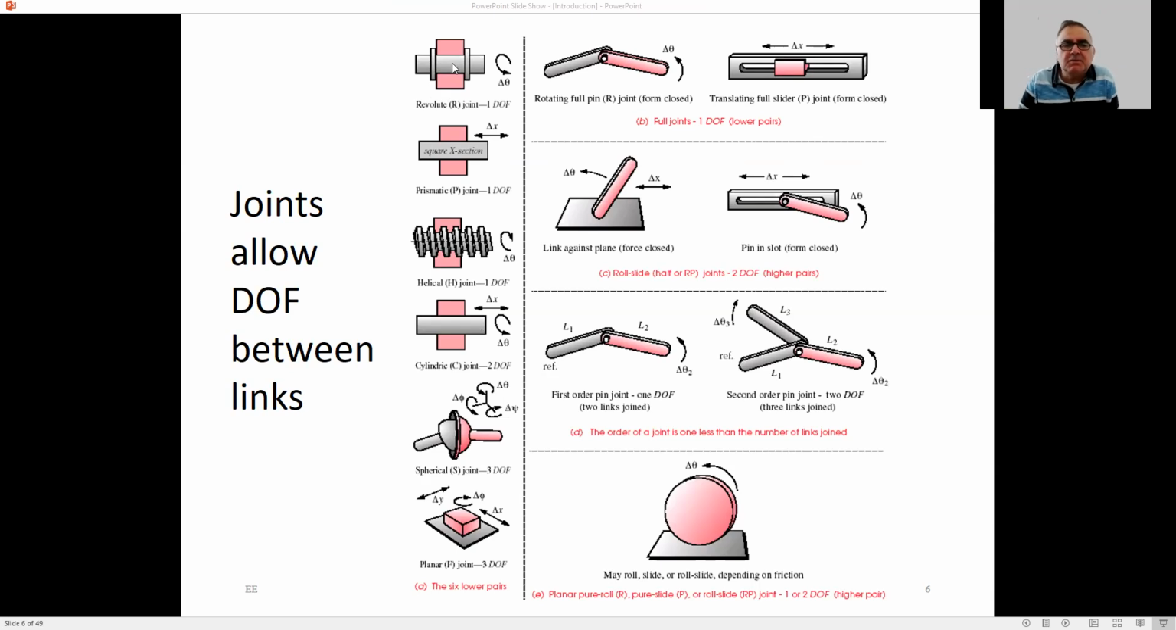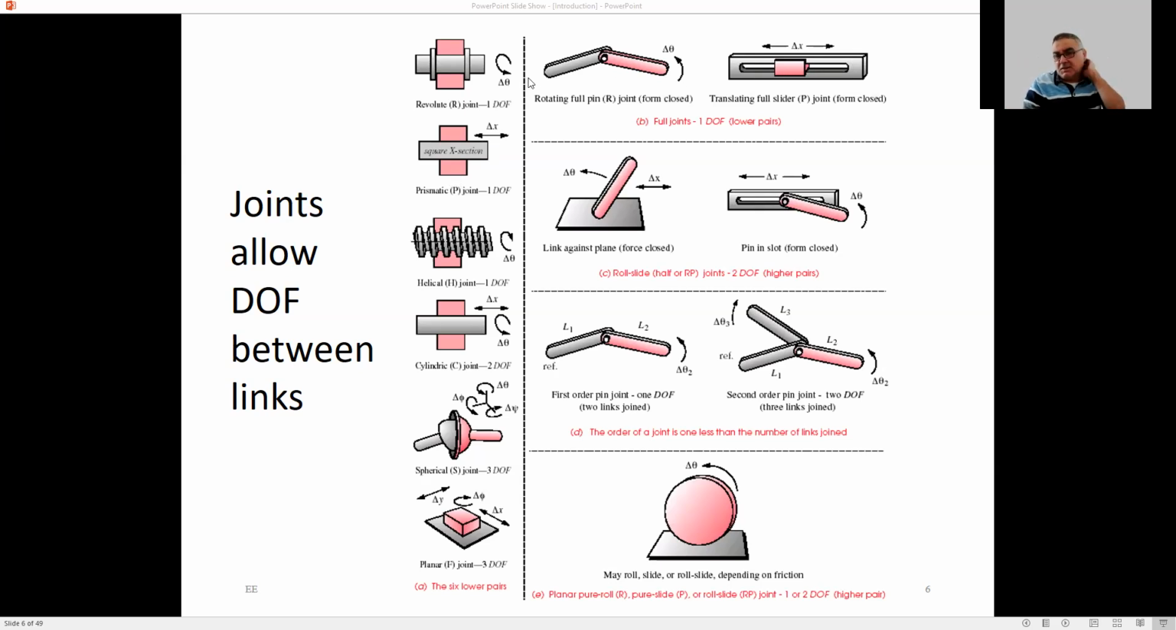So our main joints are the revolute and the prismatic joints. The one at the top, the revolute joint, connects two linkages, as you see, and there is a pin in between them, so that it allows relative rotation with respect to each other. The second important one is the prismatic joint, in which one link translates with respect to the other one. So it allows relative translation.